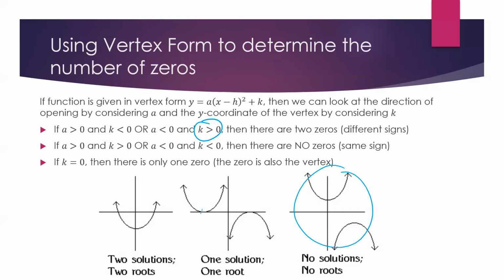And of course, there's one solution if the k value, sorry, the y coordinate of the vertex, is zero. That means it's going to be somewhere on the x-axis, which means the zero is also the vertex. And that's basically the three scenarios that we can look at there. I wouldn't recommend memorizing this. I think it's best to understand it, right? Really try to understand this so that you're not just memorizing these rules, right?